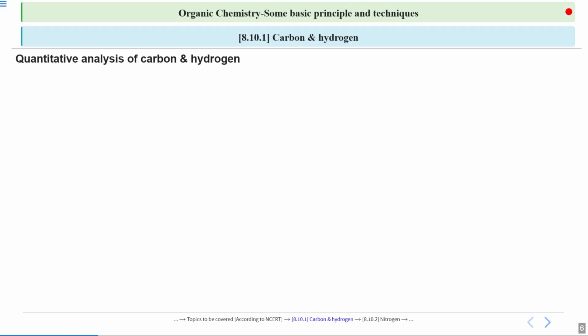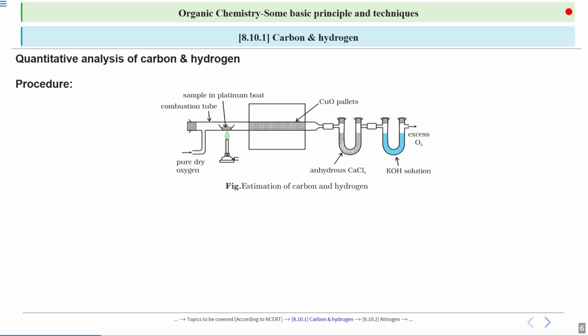Now moving on further, let us look at the procedure for this analysis. Here you can see a diagram showing the setup used to estimate carbon and hydrogen. Notice the different parts of the apparatus; each plays a specific role in ensuring accurate results.